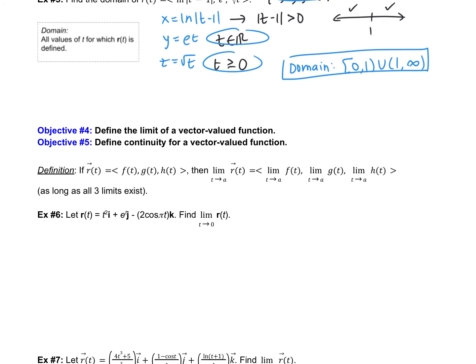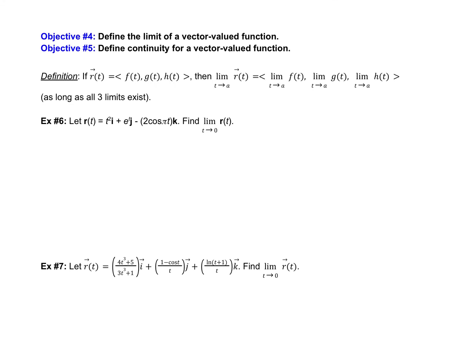Okay, last thing to talk about, like I said, is limits and continuity. So starting with limits, if we have some vector valued function, then the limit as t approaches a of that vector valued function just means you're taking the limit of all three component functions, assuming all three of those limits exist.